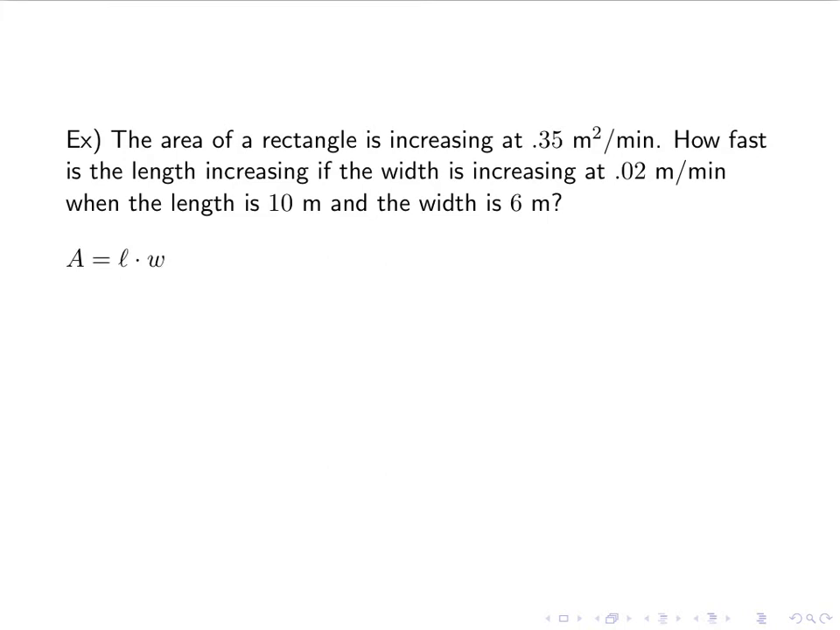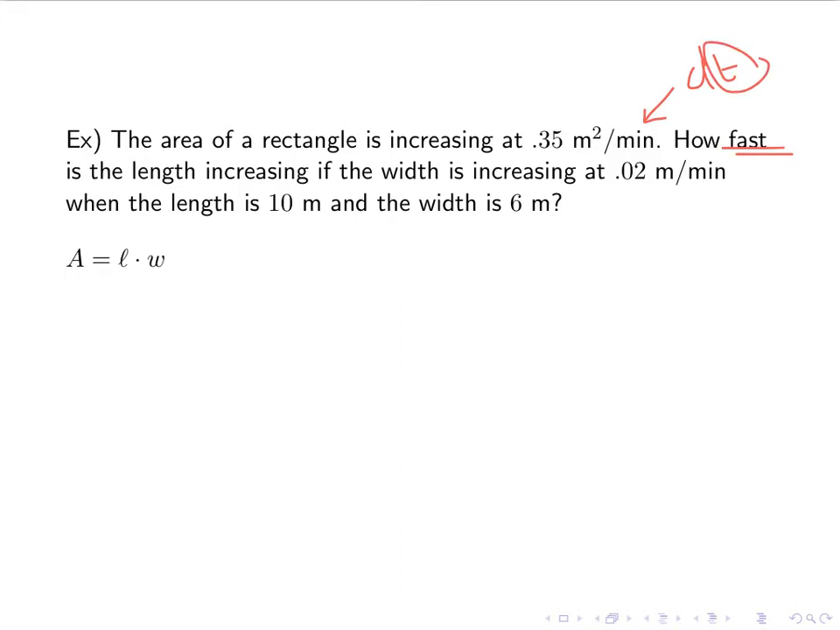So the first thing we have to do is come up with the equation that relates these three things, area, length, and width, and hopefully we can agree that that is area equals length times width. The next thing we want to do is differentiate it, and what we're going to do is differentiate it with respect to t because we have time. How fast, that tells me time, and the units also tell me time. My minutes is my denominator, that is dt. So t is my variable.